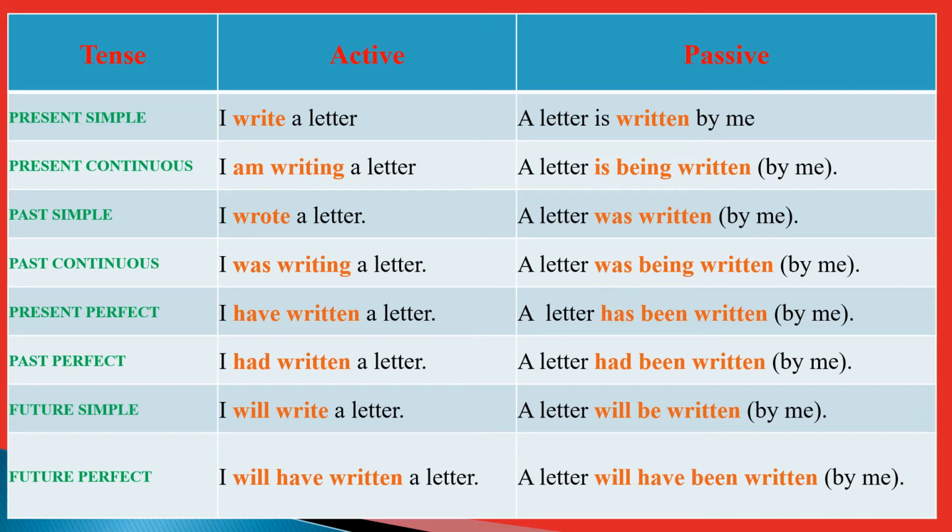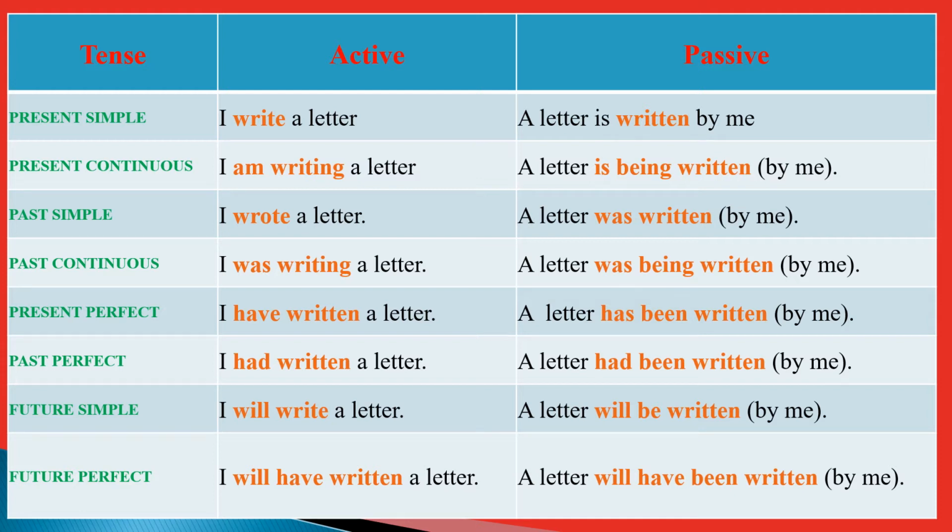Present continuous tense. I am writing a letter. Changes into passive. A letter is being written by me. Past simple. I wrote a letter. A letter was written by me. Past continuous. I was writing a letter. A letter was being written by me.